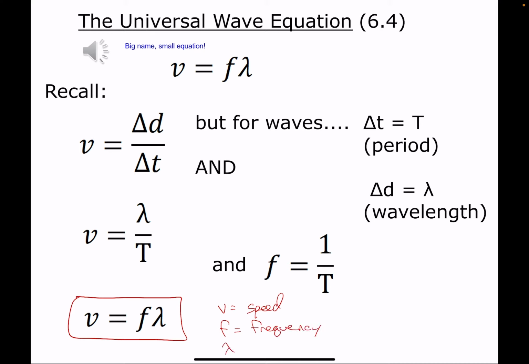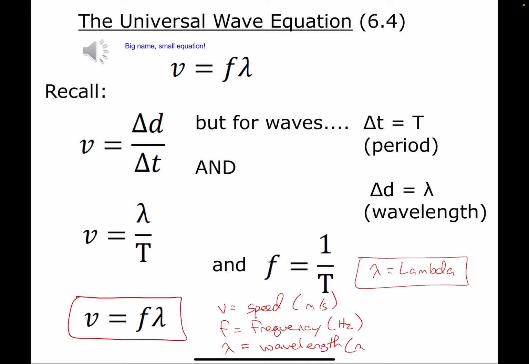Lambda, this symbol, is wavelength. And just for units, speed is in meters per second. Frequency is hertz. Wavelength is meters.